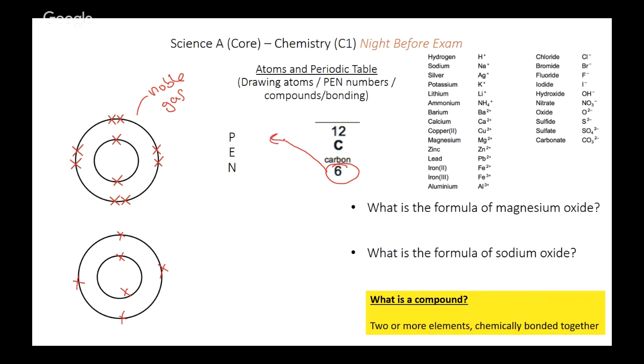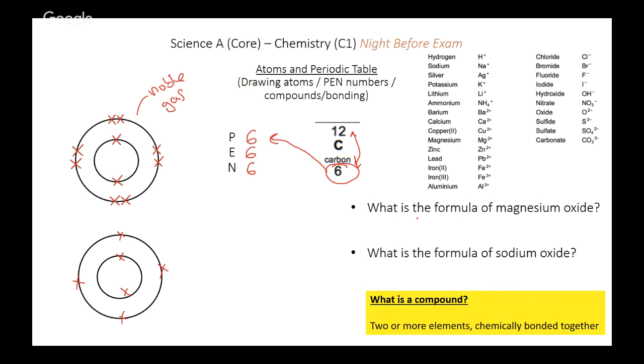Then numbers, so protons, electrons and neutrons. Again, you take these from the periodic table. That tells you the proton number, so the number of protons. In an atom, that's the same as the number of electrons. And as a reminder, neutrons is the whole mass, take away the protons. So in this case, they would all be 6.